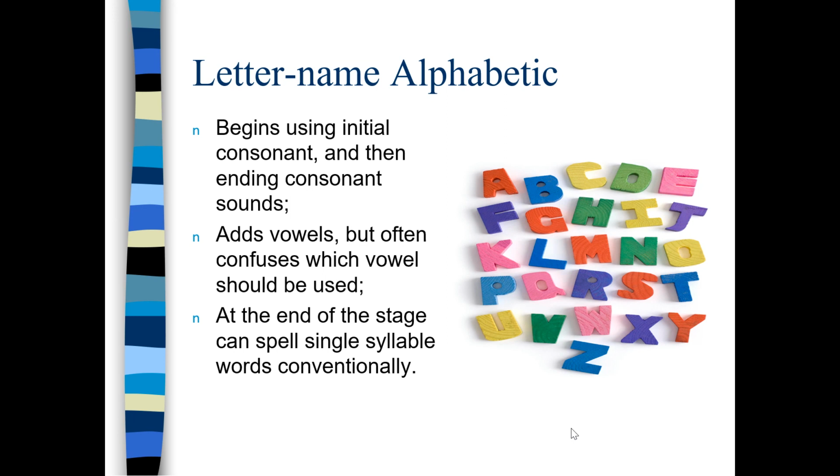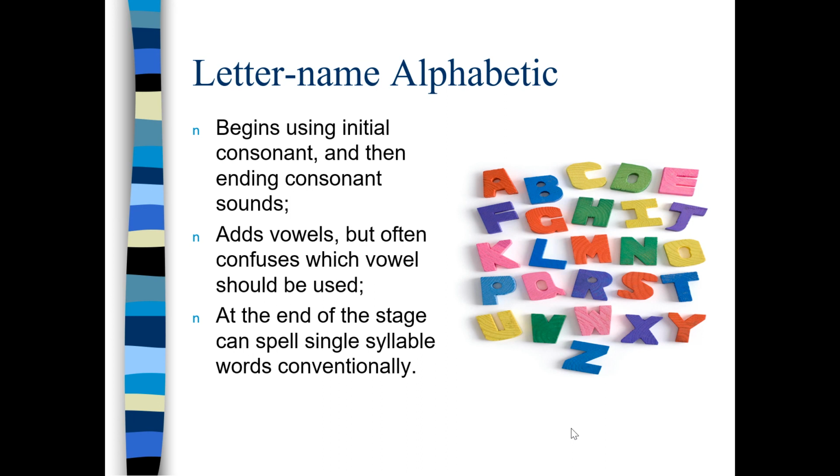Letter name alphabetic is where the students use alliteration and rhyming, initial consonant and ending consonant sounds, adding vowels sometimes, but like the word train, not quite understanding how to use the vowels in there or what the spelling of the vowels are. And at the end of the stage, students can spell single syllable words conventionally. I think here of the word family at, and how you can change the first letter in front of the word family at to make multiple words.